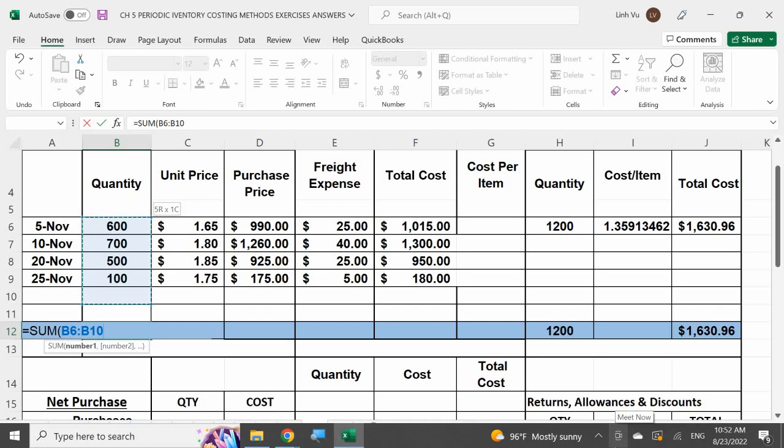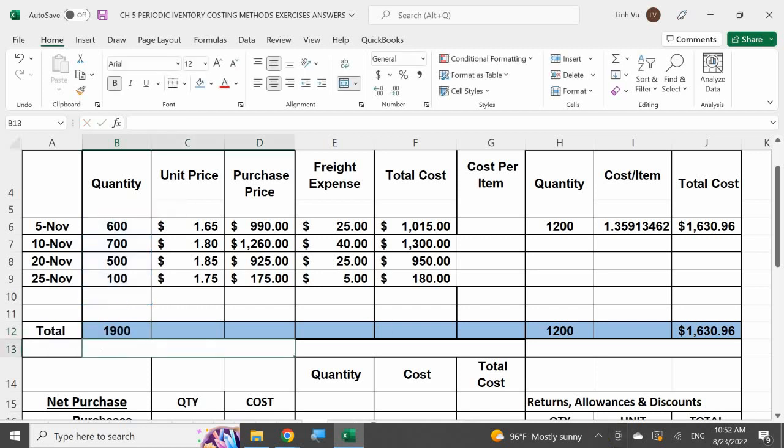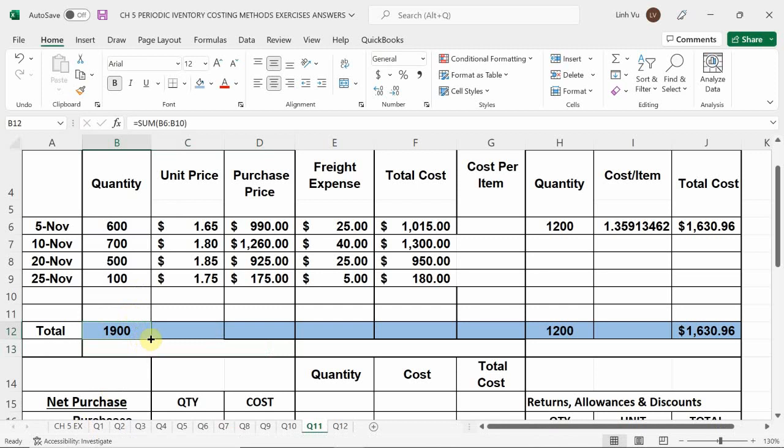You got 600 plus 700 plus 500 plus 100. 1,900. Okay. Your total purchase price, go ahead and solve it for you, should be $3,350. What was my total freight?